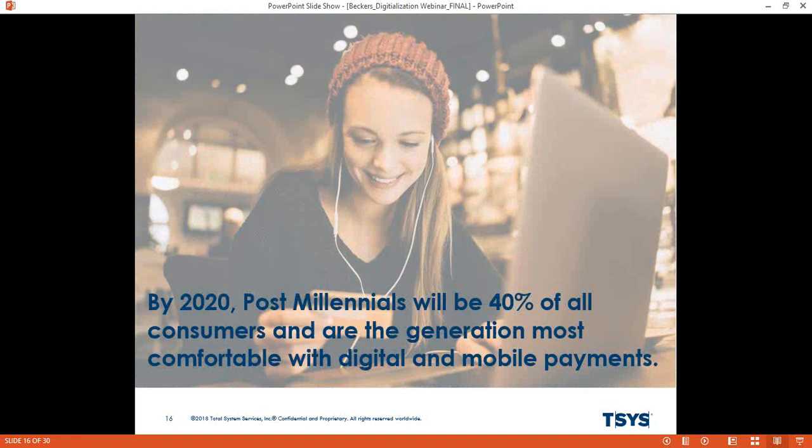This generation is the most comfortable with digital and mobile payments. They embrace contactless payments. That's when you can just wave your phone over something and it automatically accepts your payment. They aren't as wary of security concerns surrounding payment apps the way millennials and Gen Xers are, and they will make up 40% of all consumers by 2020. Predictions indicate this group will be the biggest supporter of cryptocurrencies and decentralized banking, things like Bitcoin.